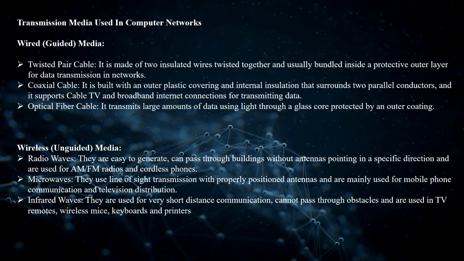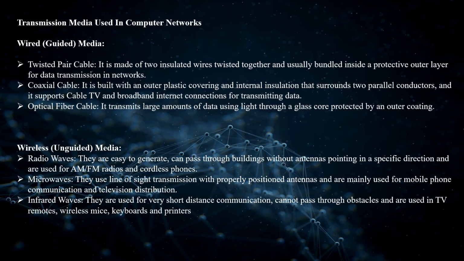On this slide, we are looking at how data travels between devices using transmission media. Wired media uses cables. This includes twisted pair cables, which are common for home and office networks. Coaxial cables, often used for cable TV and broadband internet. Optical fiber cables, which can carry large amounts of data very fast using light.